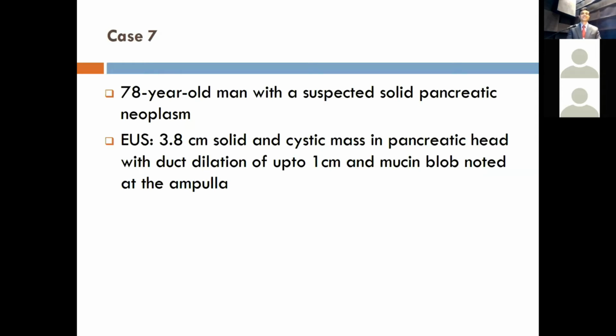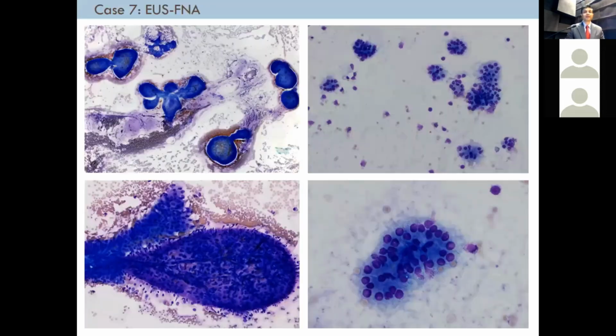So our next case is a 78-year-old man with a suspected solid pancreatic neoplasm. EUS showed a 3.8 centimeter solid and cystic mass in the pancreatic head with duct dilatation and this characteristic mucin blob noted at the ampulla. The cytological preparations show these characteristic papillary formations. On high power, you can see some of these have a central fine blood vessel.